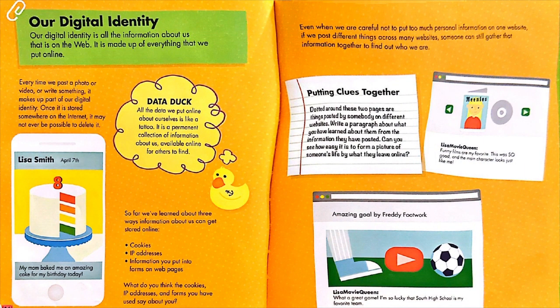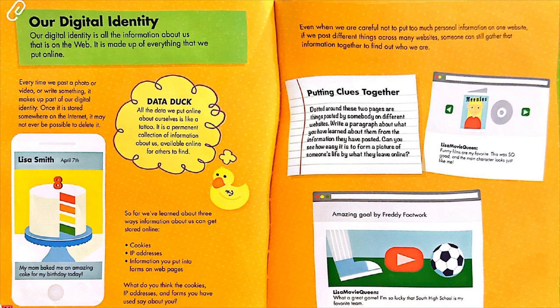Our digital identity. Our digital identity is all the information about us that is on the web. It is made up of everything that we put online. Every time we post a photo or video or write something, it makes a part of our digital identity. Once it is stored somewhere on the internet, it may not ever be possible to delete it. All the data we put online about ourselves is like a tattoo. It is a permanent collection of information about us, available online for others to find.